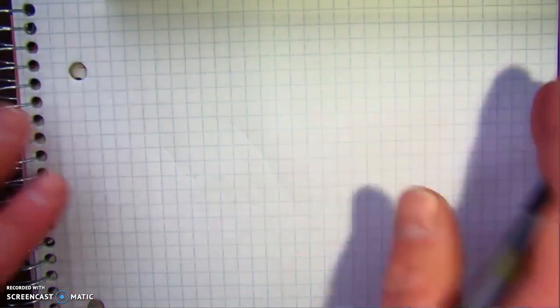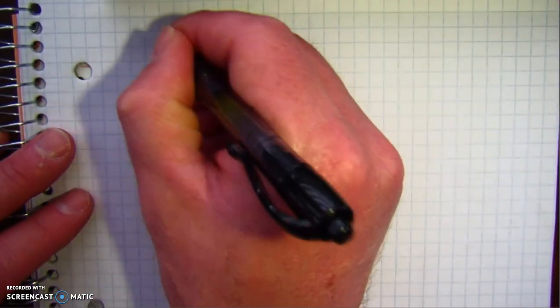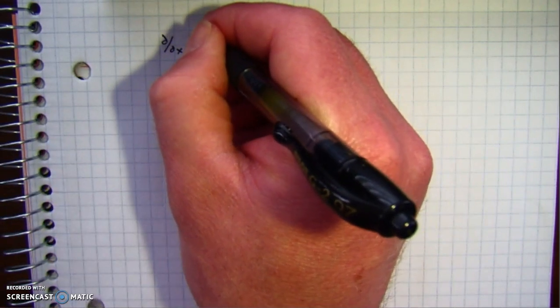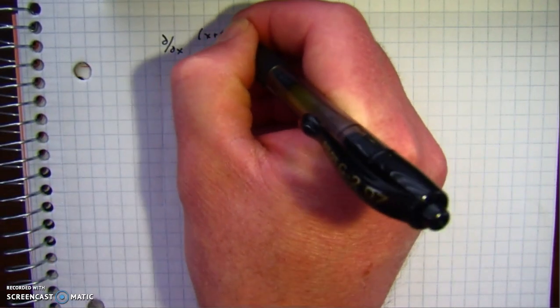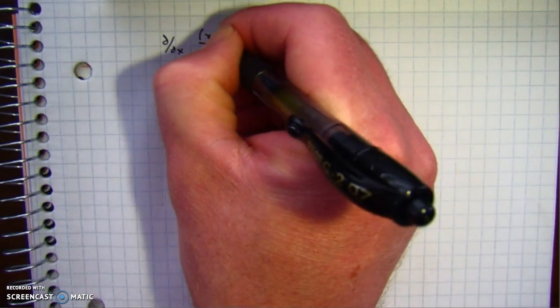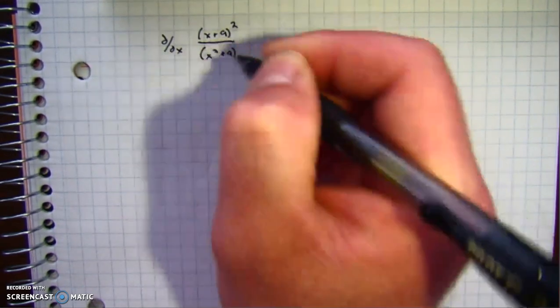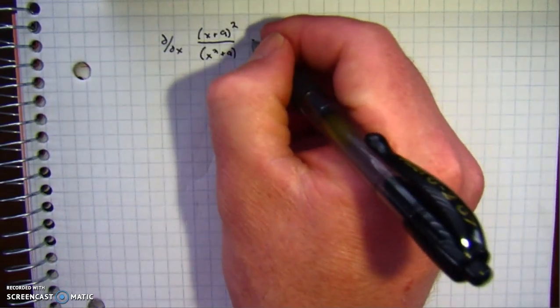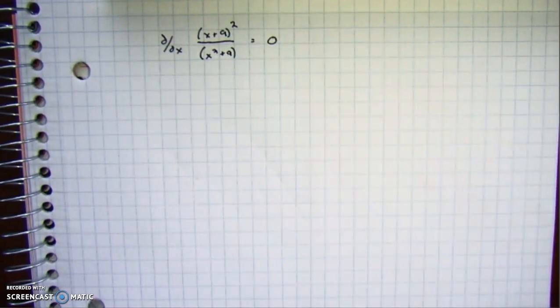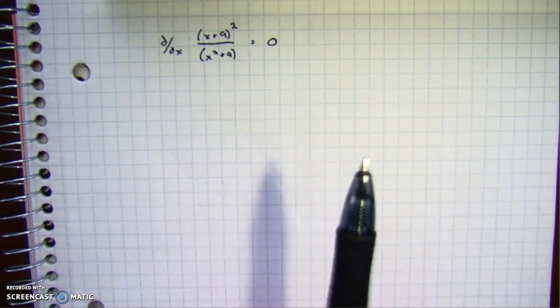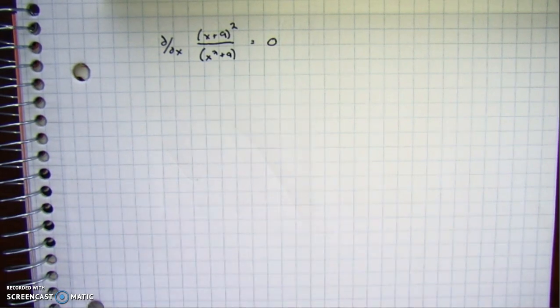There we go. All right, so we're going to take the derivative, so go ahead and write that out. How about x plus 9 squared over x squared plus 9. When we find the derivative, first we've got to find it, then we're going to set it equal to 0. All right, so let's get to work at this.